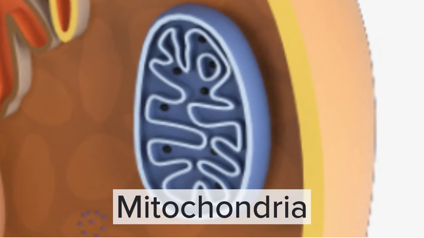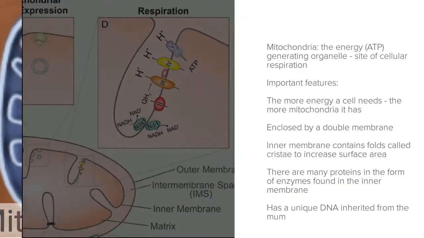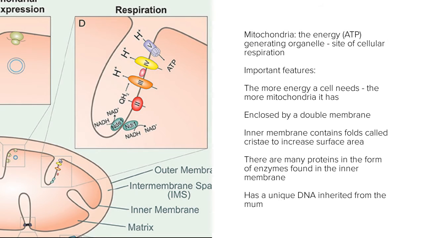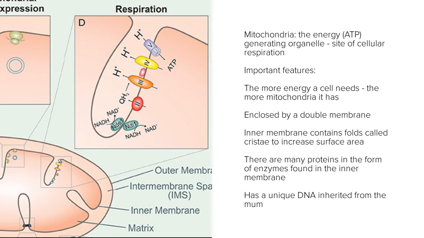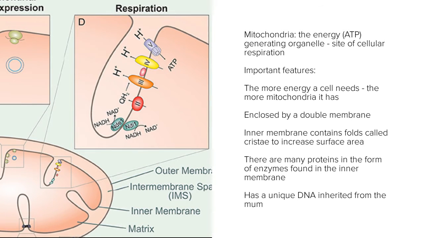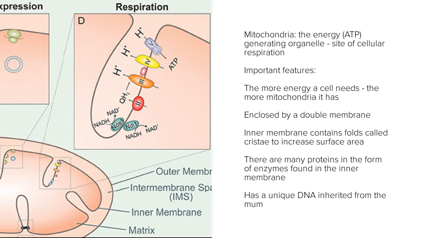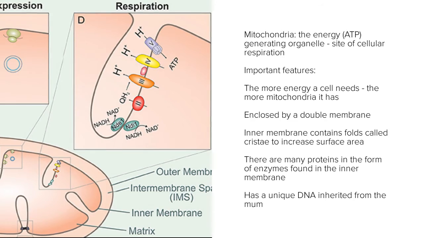Next up, which is quite testable, is the mitochondria. This is the energy generating organelle, or the site of cellular respiration within the cell. Just remember that your energy is in the form of ATP. The more energy a cell needs, the more mitochondria are going to be in it. It is also enclosed by a double membrane, but the inner membrane contains cristae, and these cristae typically have a lot of proteins in the form of enzymes, because they're going to be really important, as we said, in making energy.